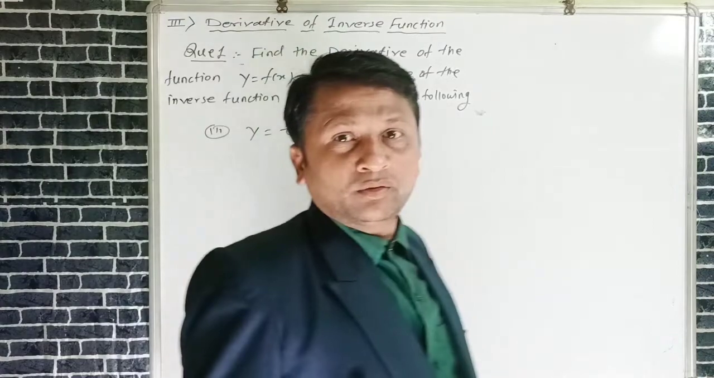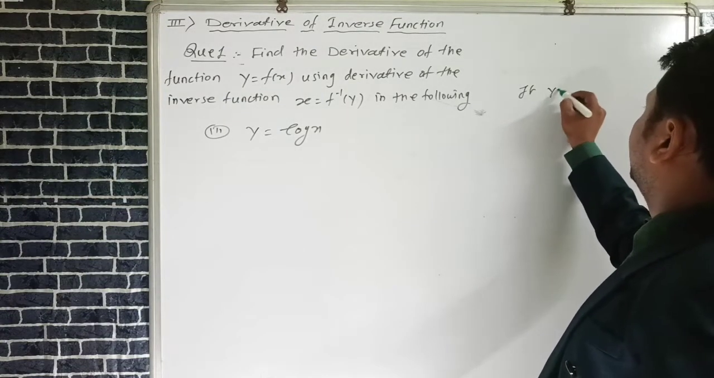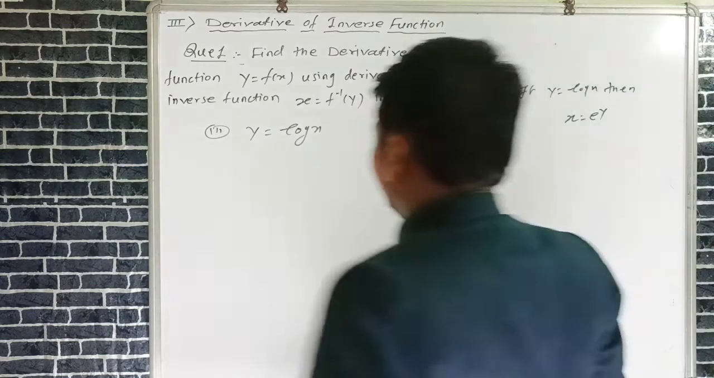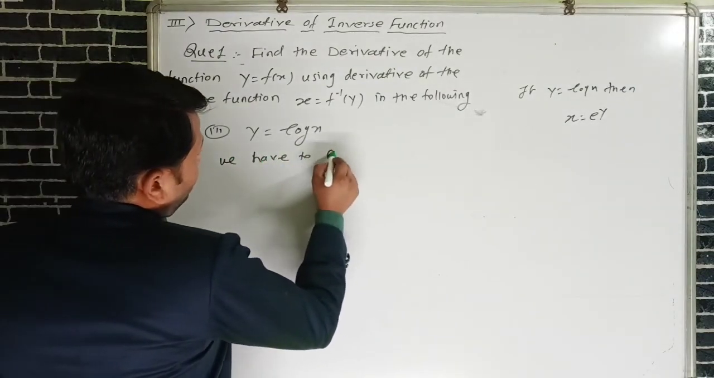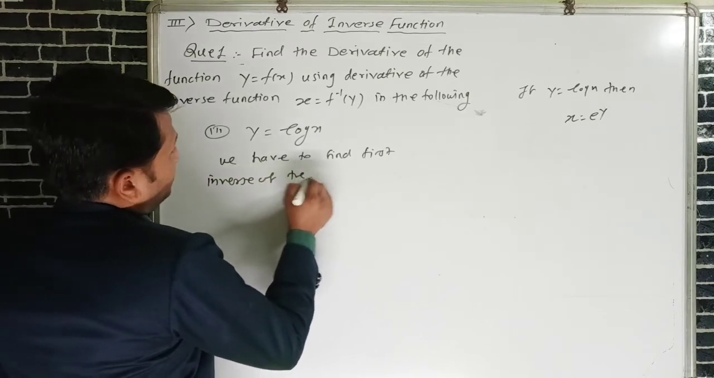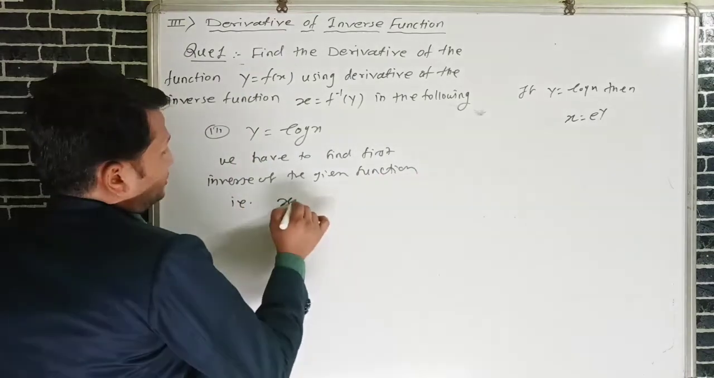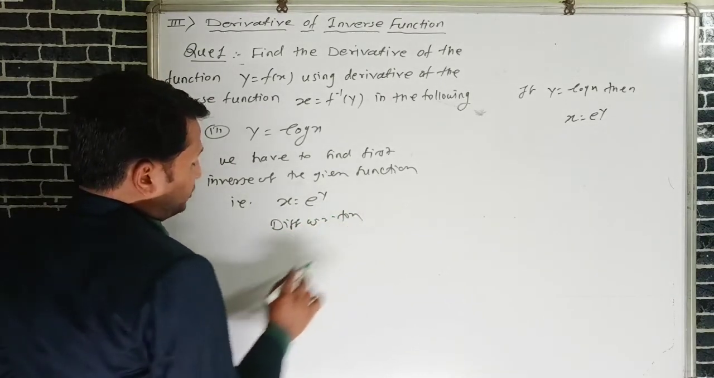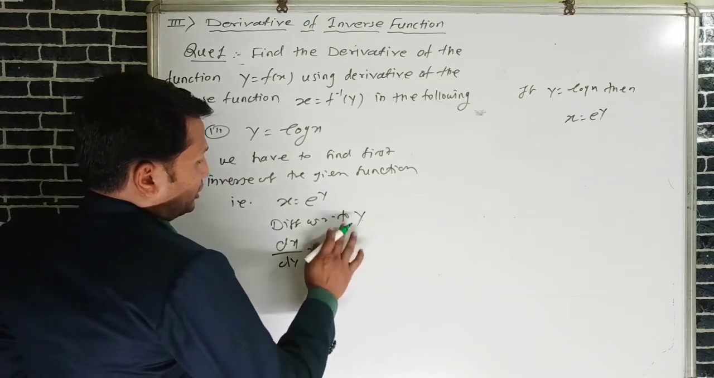After that, the next function is y is equal to log of x. We know that if y is equal to log of x, then we can write x is equal to e raised to the power y. Hence, we have to first find the inverse of the given function, that is x is equal to e raised to the power y. If we differentiate the given function with respect to y, then dx upon dy is equal to the derivative of e raised to the power y.